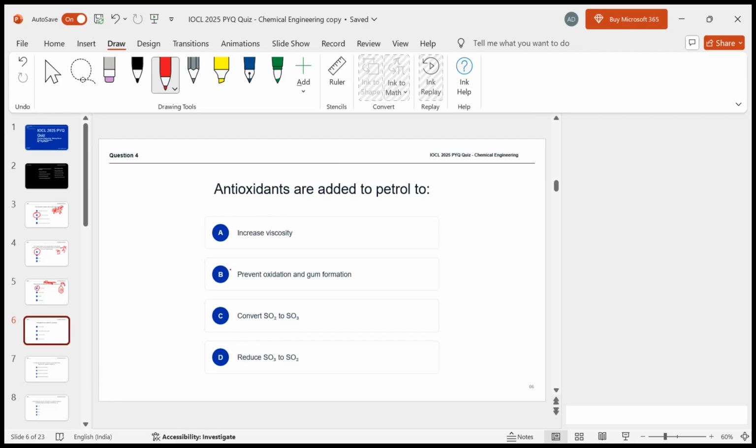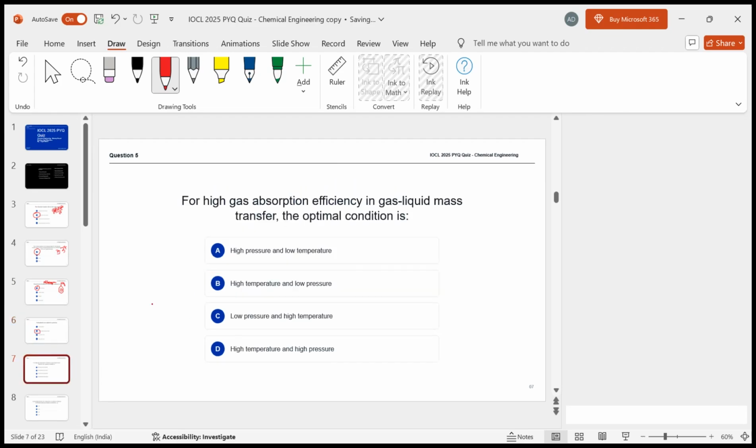Antioxidants are added to petrol. Obviously, antioxidants are added to prevent oxidation. No need to see any other option.